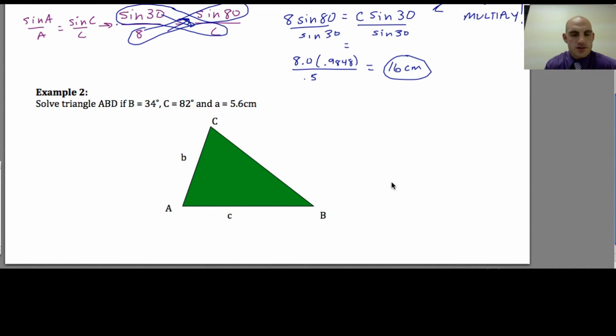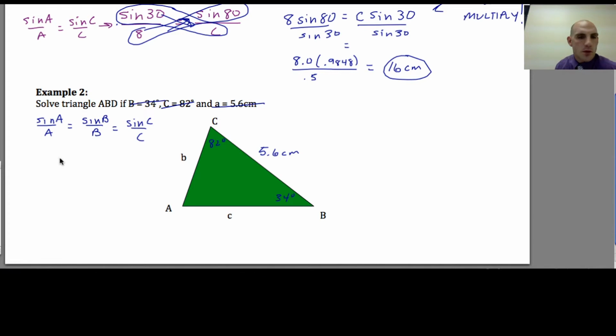They want us to solve this triangle. And when we solve a triangle, what that means for us is this: we are finding everything that's not there. So I'm going to fill in what we do have. C is 82 degrees, and A is going to be 5.6 centimeters. B is 34 degrees, and that's all we have. So we use this, and we use this. We're not going to need to find three things. I'm going to remember my law of sines here: sine A over A is equal to sine B over B is equal to sine C over C.